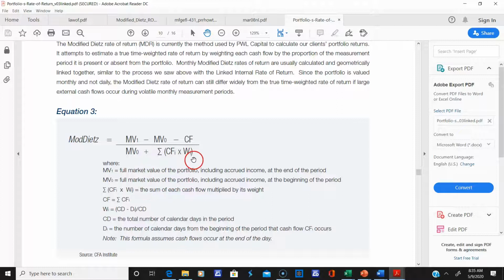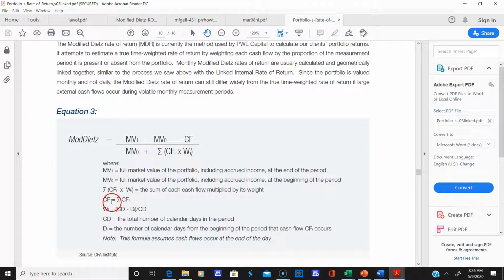And WI here is the weights applied to each cash flow. And how did they determine the weights? It's the total number of calendar days minus the number of calendar days from the beginning of the period that cash flow CFI occurs. And again, they divide it by the total number of calendar days. So this will give you the weight, which gets put in here, which you multiply by each respective cash flow.